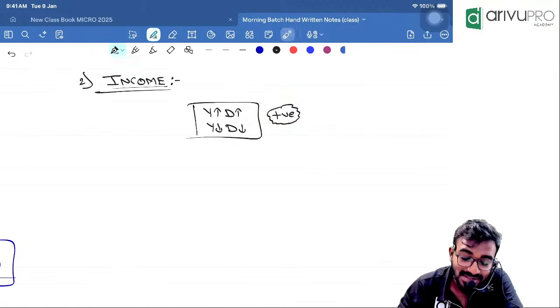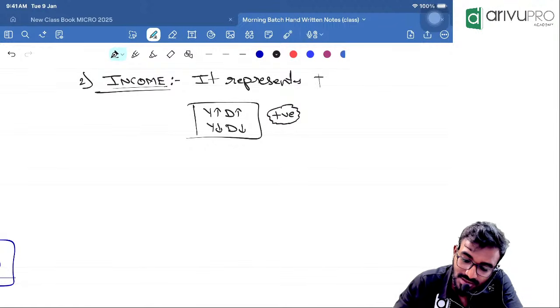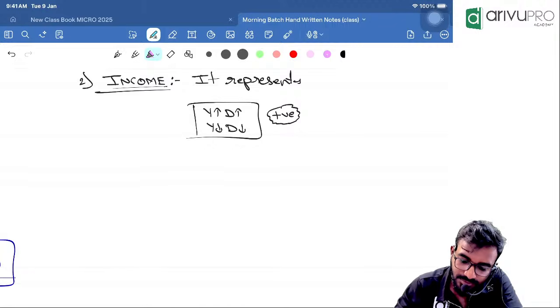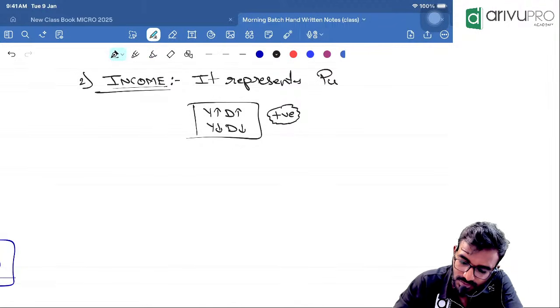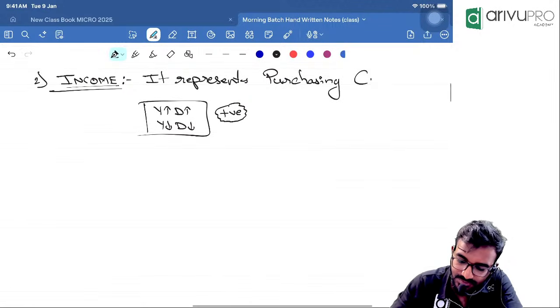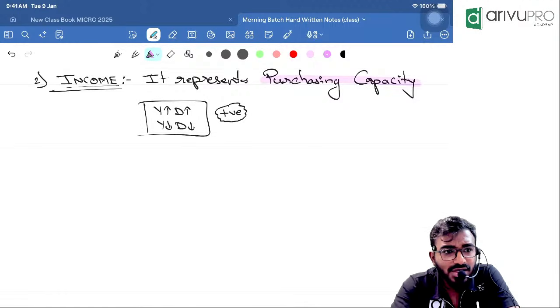So income represents purchasing capacity. What does it represent? Purchasing capacity. Remember, income always represents purchasing capacity. So what is this purchasing capacity? Let's take one more example.